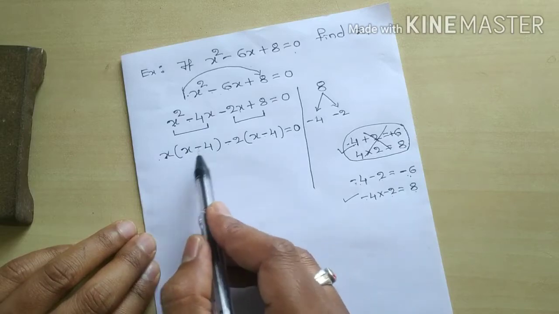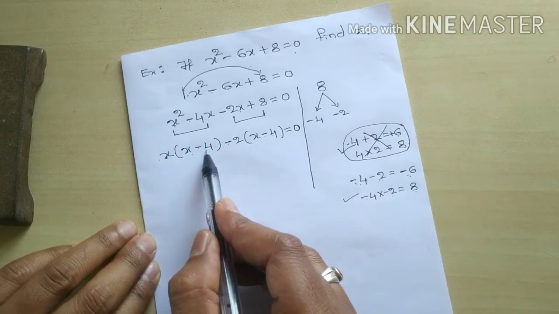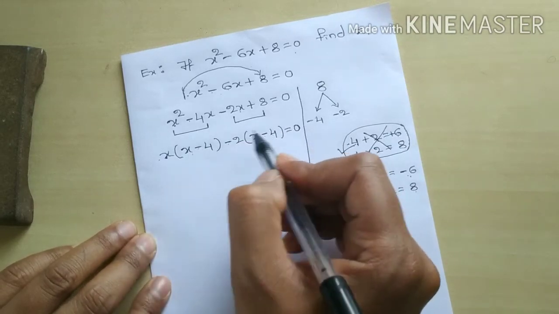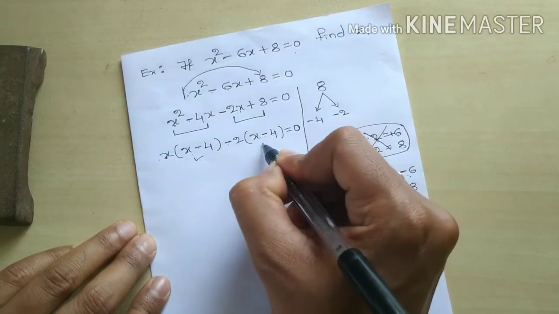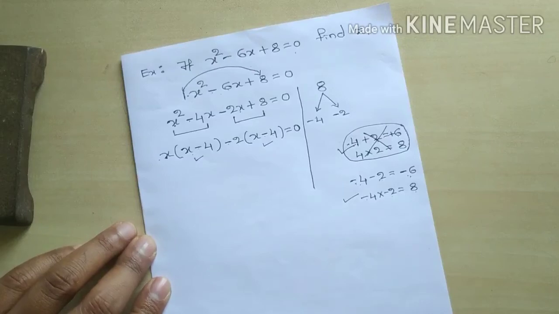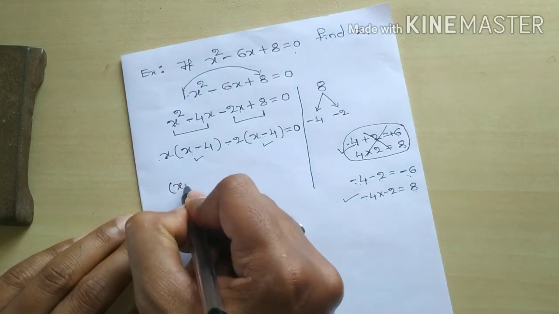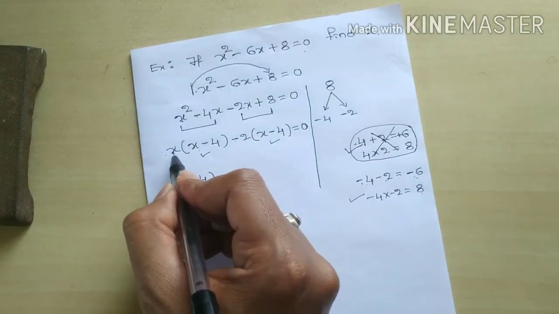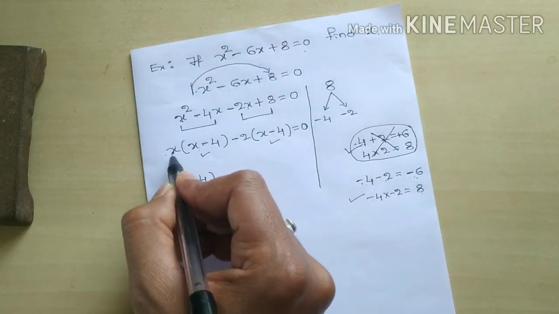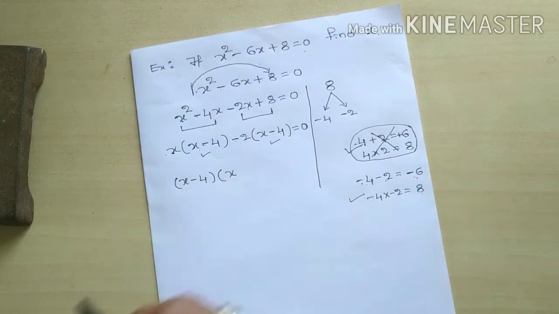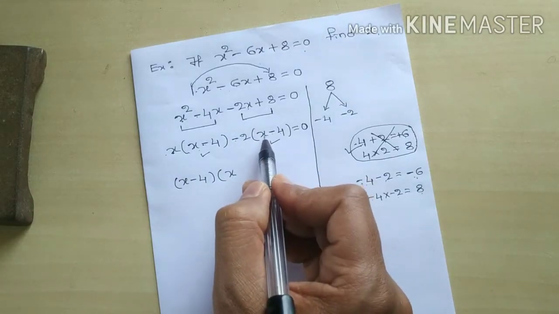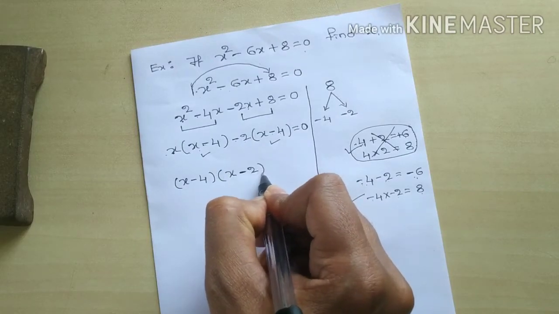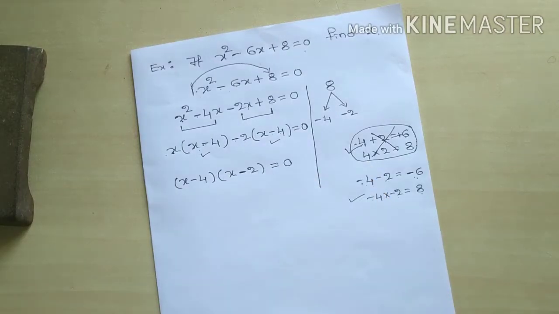Again you got two terms. One is x into bracket x minus 4. Second, 2 into bracket x minus 4. So in these two terms, which term is common here? x minus 4 is common. So take that x minus 4 outside. If I take x minus 4 outside, what is the remaining value here? x is the remaining value. Here, if I take x minus 4 outside, what is the remaining value? Minus 2 is the remaining value, equals to 0.